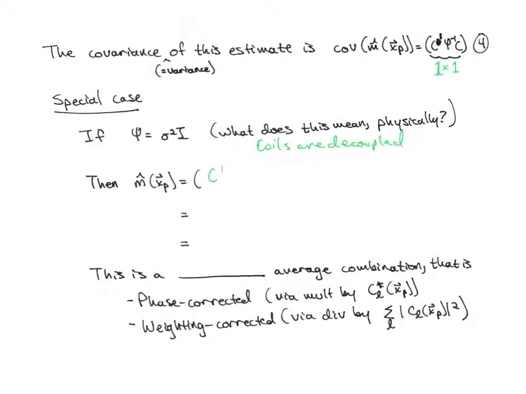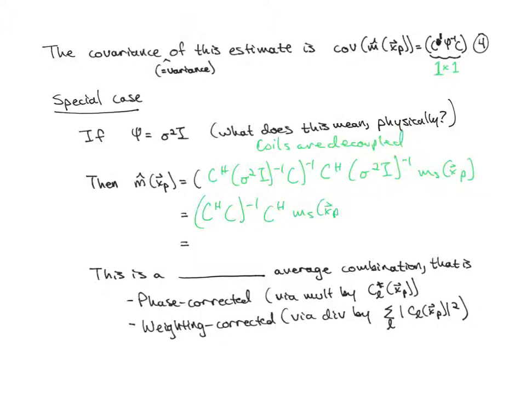So it's originally C Hermitian times sigma squared I inverse times C, right? This is substituting the definition of psi into the expression that we had on the previous slide, times C Hermitian sigma squared I inverse times m sub s of xp. Again, m sub s of xp is the vector of individual coil values at this spatial location. Because we have an identity matrix for psi, this simplifies to just C Hermitian C inverse times C Hermitian times m sub s of xp, right? Because we end up having sigma squared in the denominator of the denominator, so it moves up into the numerator, and then we have a sigma squared in the denominator, so those two sigma squareds cancel.